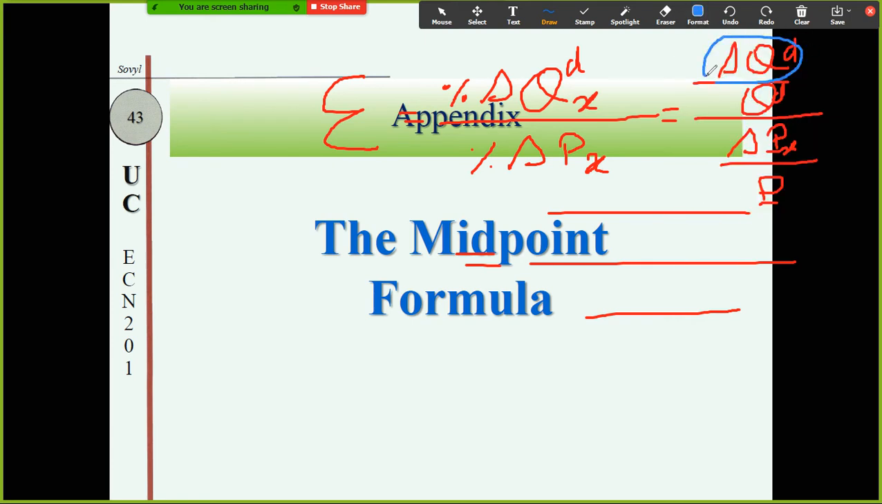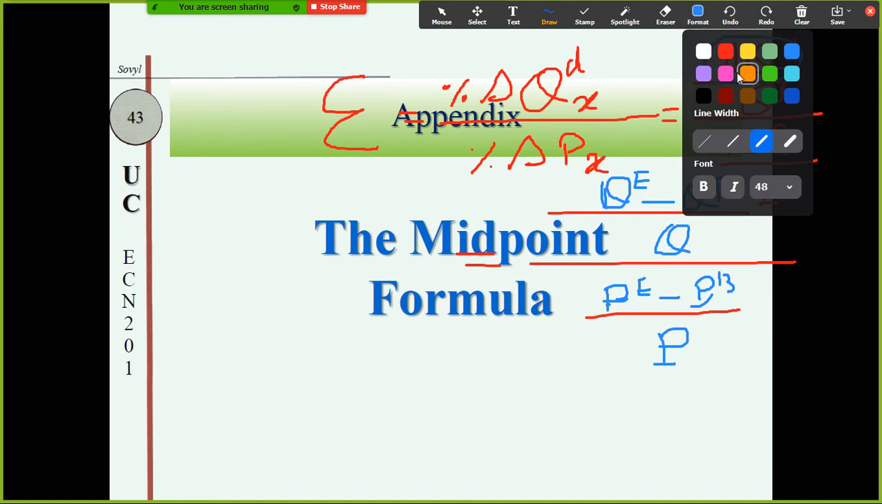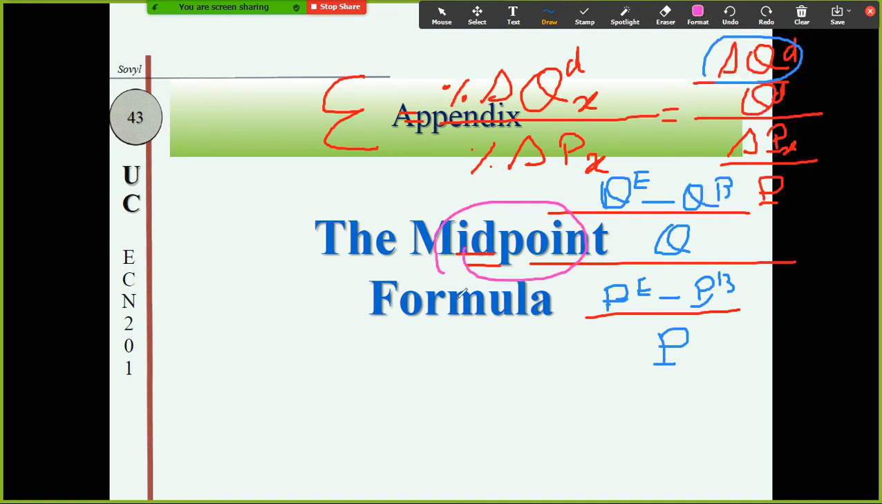How to find the change? Change in Q is Q ending minus Q beginning, divided by Q. If Q is ending, this P is also ending; if Q is beginning, this P is also beginning, divided by P. Because in this case we're talking about the midpoint formula, we divide by the midpoint Q and the midpoint P.